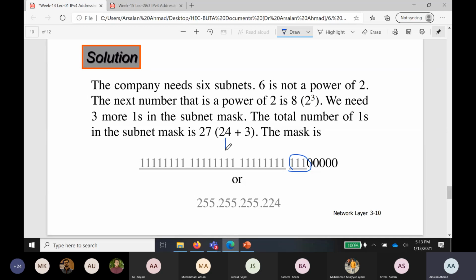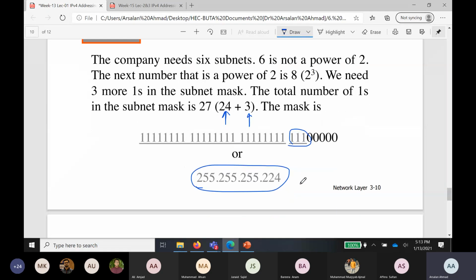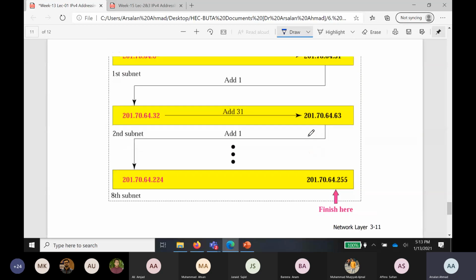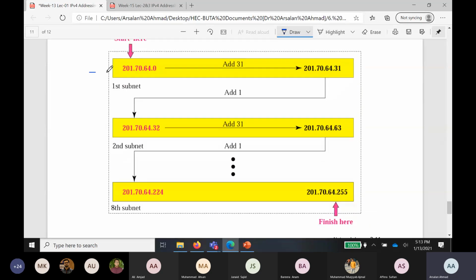In the default subnet mask we have 24 ones. We added 3 ones because of the 3-level hierarchy that we are creating by doing subnetting, and now we have 27 ones in the subnet mask. This is our subnet mask, and these are the subnets being designed over here. The first subnet, the second subnet, and then the last subnet, and obviously there are 5 more subnets in the middle.